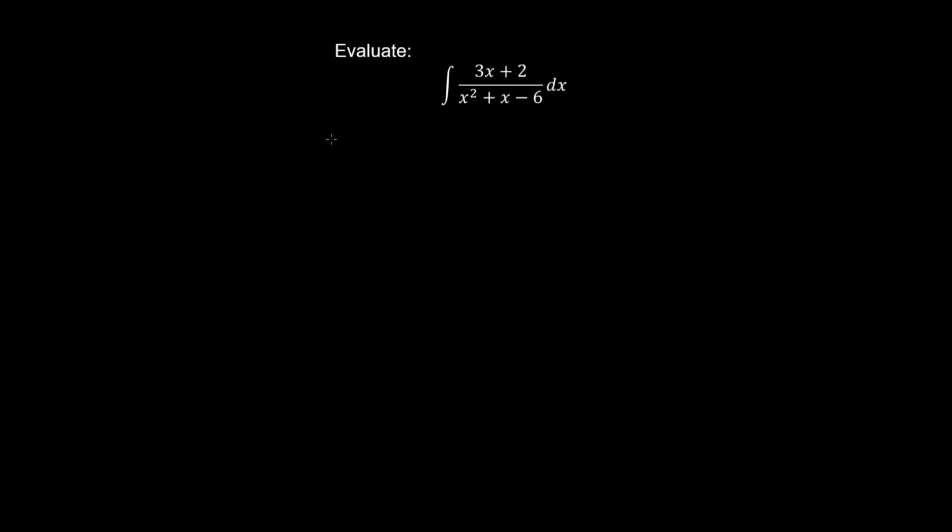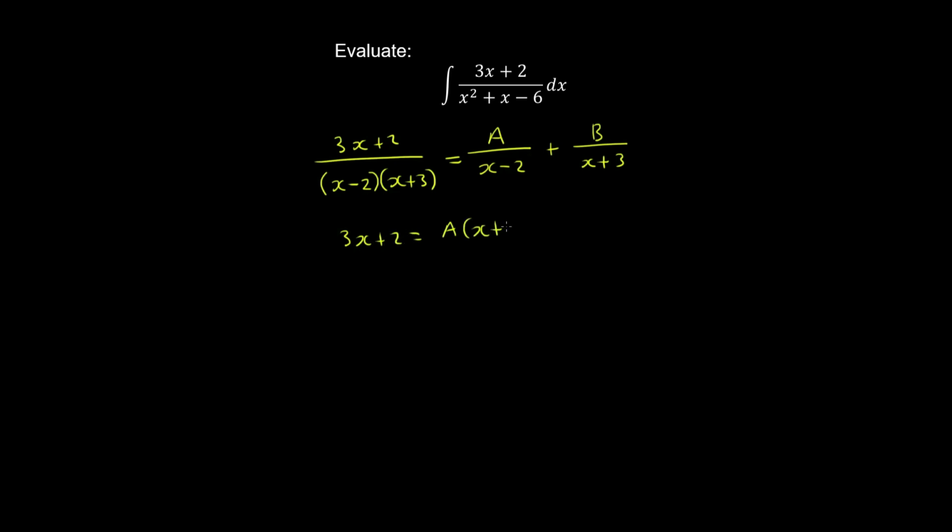In this integral, the degree of the polynomial in the numerator is lower than that in the denominator. So we can use partial fractions, and we can try to factorize the polynomial in the denominator. So what we get is x minus 2 and x plus 3. And because we have distinct real factors, we can write the partial fraction as some constant on x minus 2 plus another constant on x plus 3. And if we multiply through by the denominator, well, what we get is 3x plus 2 is equal to a by x plus 3 plus b by x minus 2.